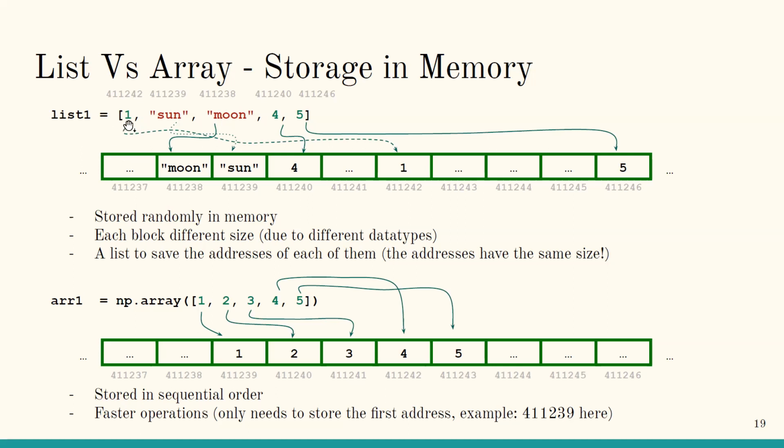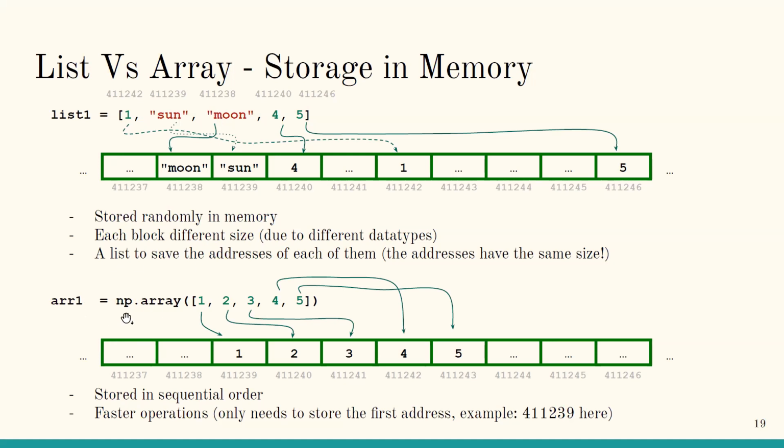What your computer does is put your values in random locations in memory, and it just remembers the addresses. The addresses have the same size. 1, 2, 3, 4, they have the same size. And then it can use these addresses to look for your values in the memory. So they're stored randomly in the memory. Each block has a different size due to different data types. And a list saves the addresses, the gray values in here, okay? And because the addresses have the same size, it's more convenient.